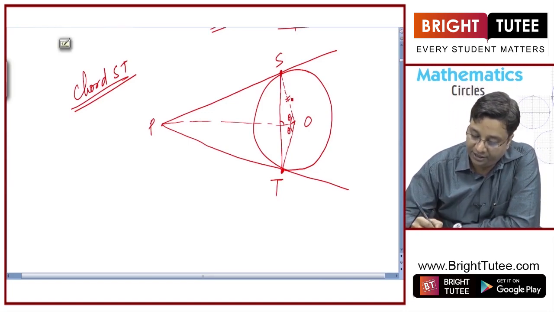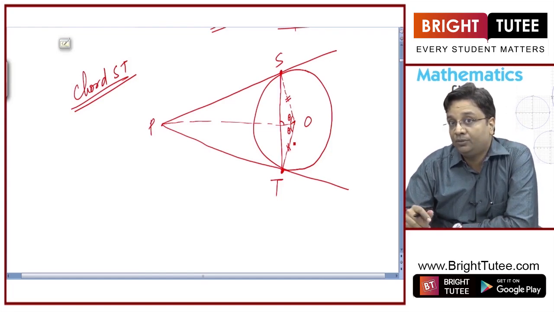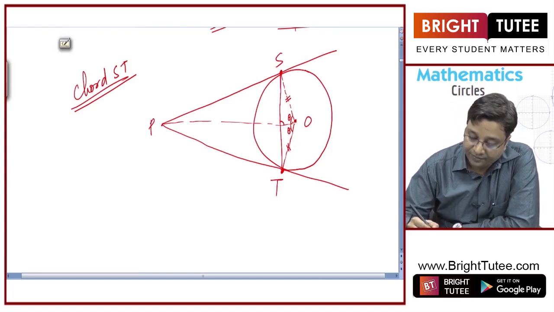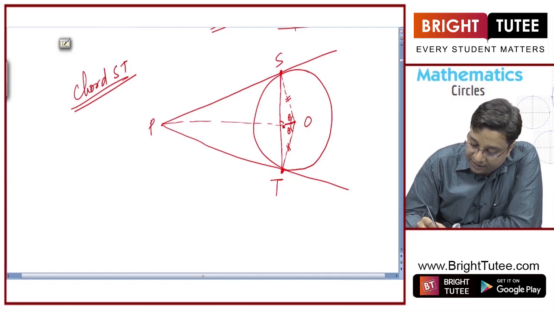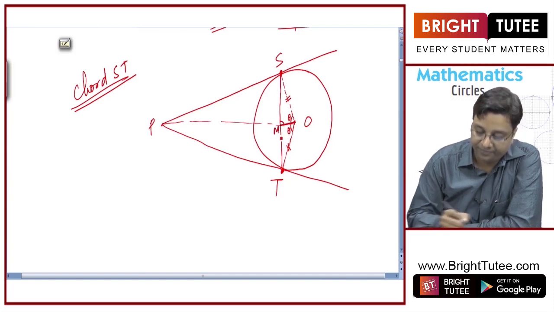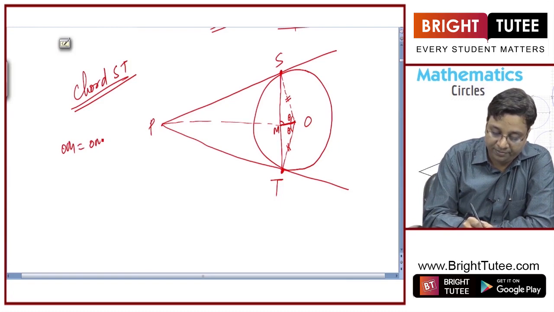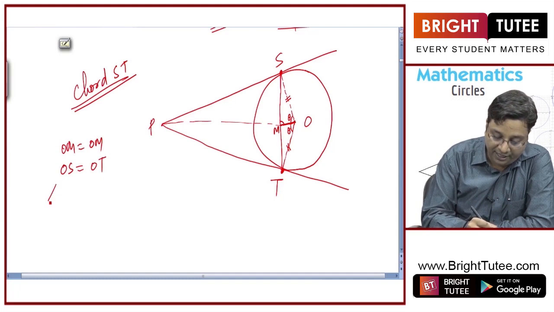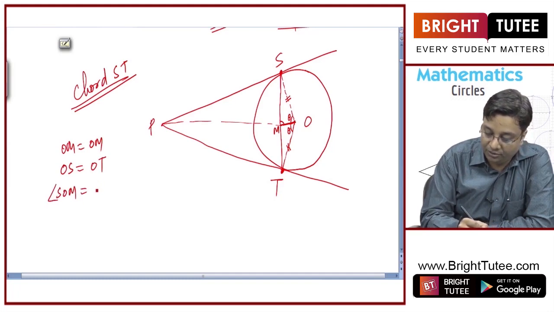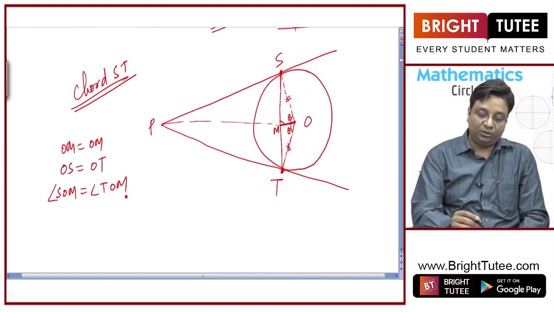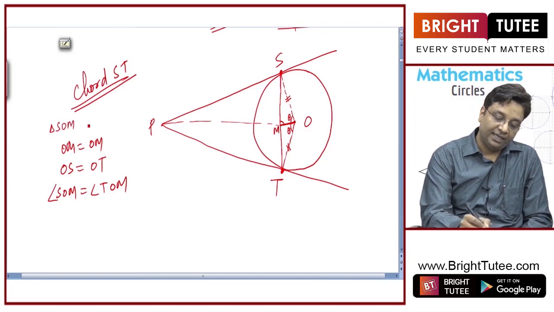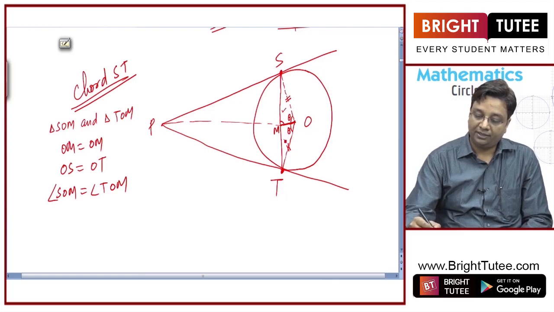And this segment is equal to this segment because these are equal to the radius of the circle. These two things are clear. And this segment here, let's name this also OM. OM is equal to OM. OS is equal to OT, and angle SOM is equal to angle TOM. So I am looking at these two triangles, triangle SOM and triangle TOM, this one and this one.